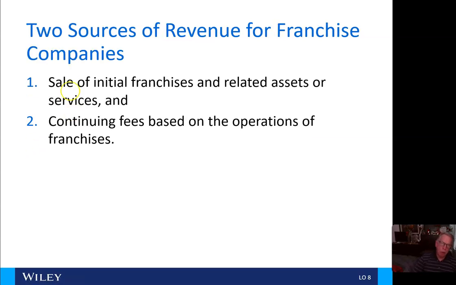There are 2 sources of revenue for franchise companies. Number 1, the sale of the initial franchises and the related assets or services. And number 2, continuing fees based on the operations of those franchises.